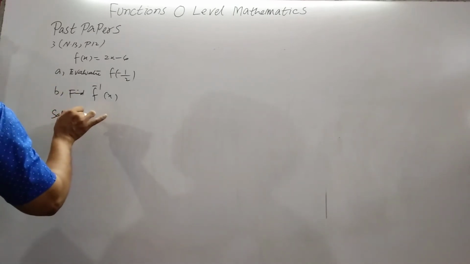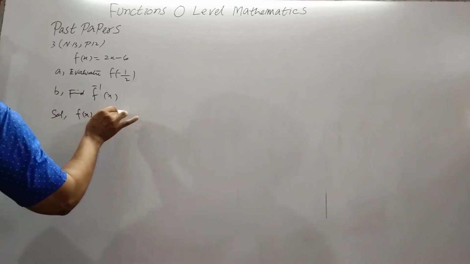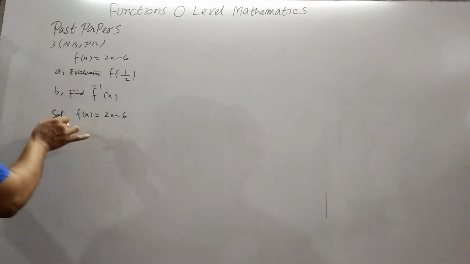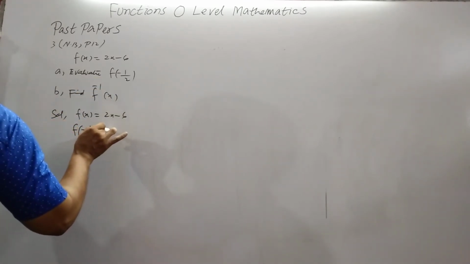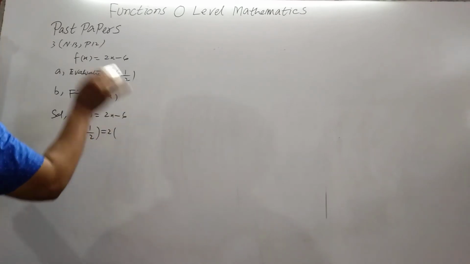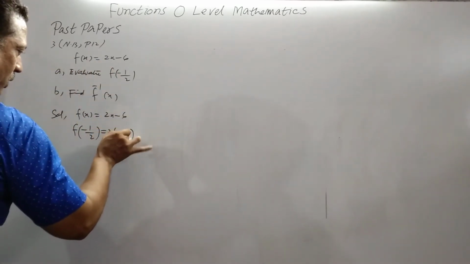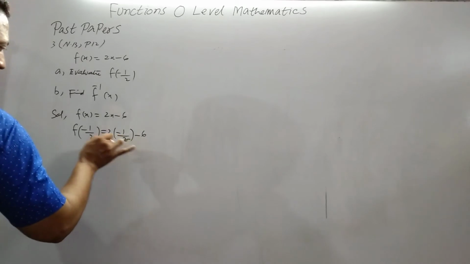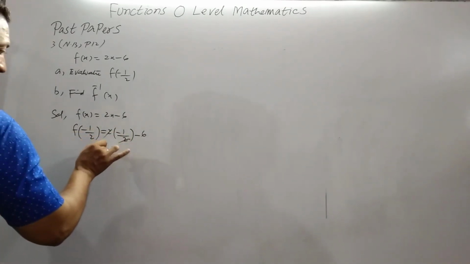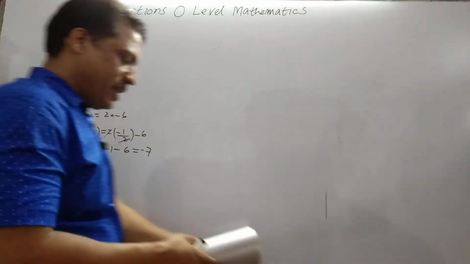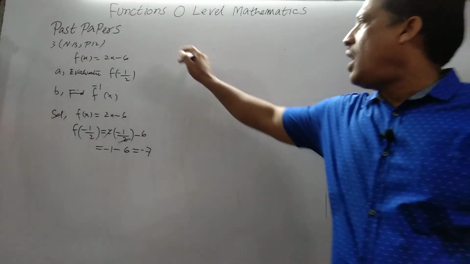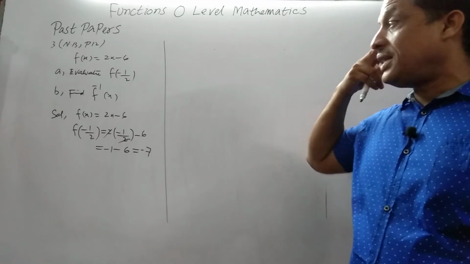Given that f(x) is equal to 2x minus 6, replace x by minus 1 upon 2. So 2 multiplied by x, x is minus 1 upon 2, minus 6. 2 cancels with this 2. Minus 1 minus 6 is equal to minus 7. I hope you understand how to get minus 7.